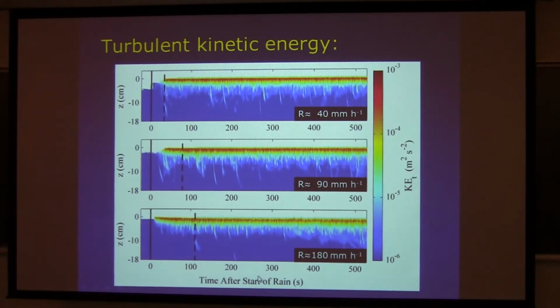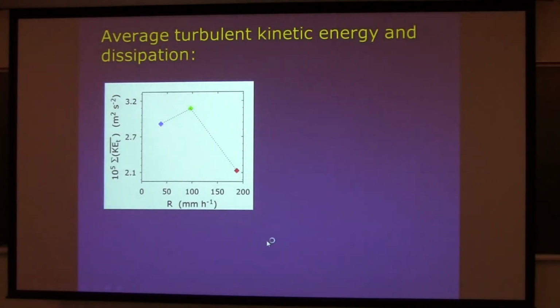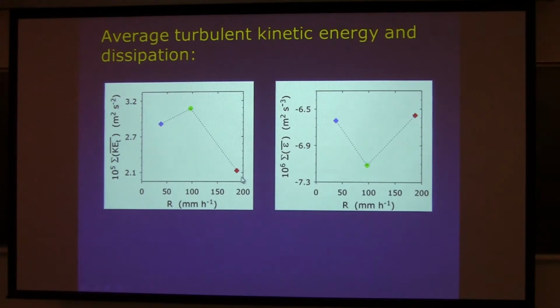Now, if you take this time series of turbulent kinetic energy profiles and average them in time from 150 to 300 seconds, and average them in depth from 0 to 15 centimeters, you can calculate the average turbulent kinetic energy. And what we find is that the average turbulent kinetic energy increases from 40 to 90 millimeters per hour, and then rapidly decreases at 180 millimeters per hour. Is it because you create a lot of bubbles? I mean, air bubbles? Nope.